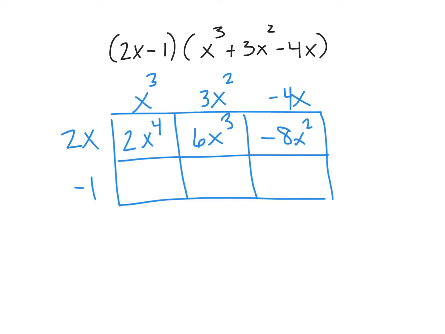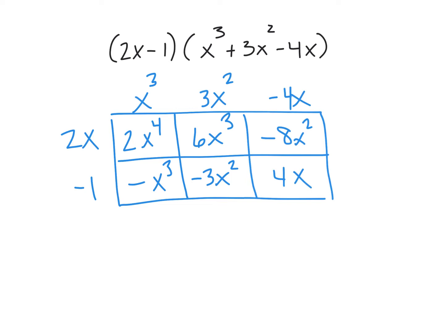In the row below, we have negative 1 times this. So the only thing that changes is the sign. We have negative 1x cubed. And then we multiply the negative 1 times 3, so that gives us negative 3x squared. And then lastly, negative times a negative turns it into a positive 4x.